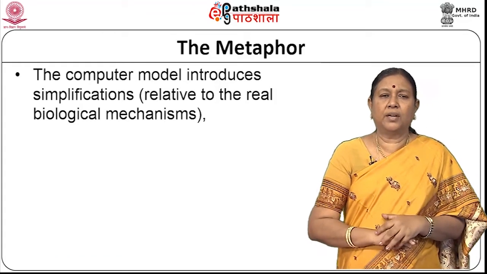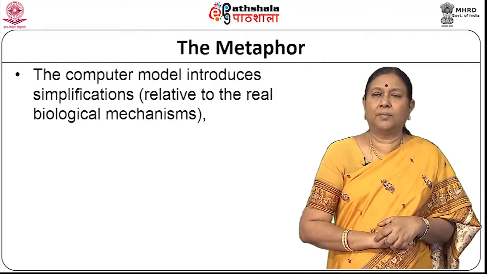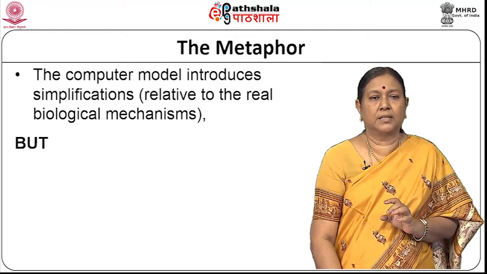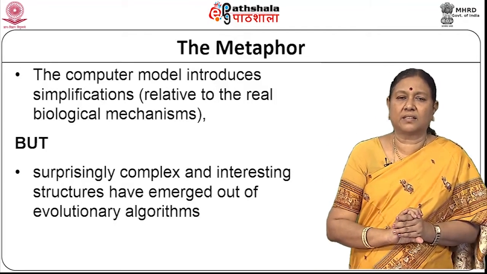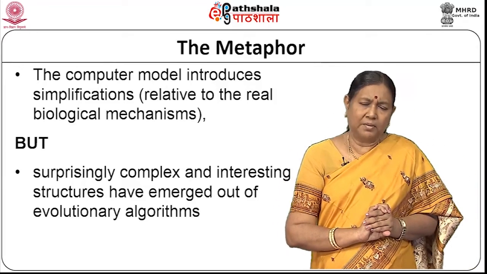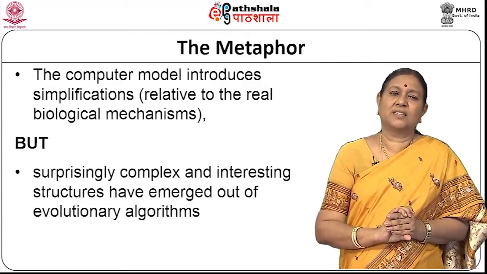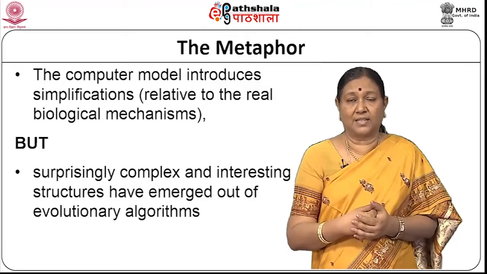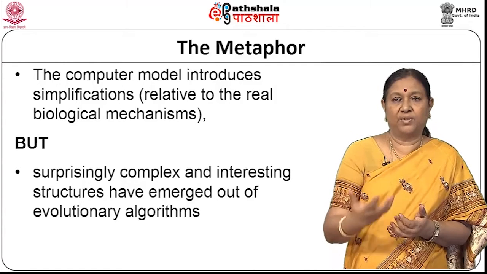The computer model introduces some simplifications relative to the real biological mechanisms. We are not using the real biological mechanisms, but surprisingly complex and interesting structures have emerged out of the evolutionary algorithm. So, we are using a lot of simplifications, and in spite of that, some complex and interesting structures have emerged out of these genetic and evolutionary algorithms, as they call them. Genetic algorithms are also called evolutionary algorithms because it is about evolution in nature.